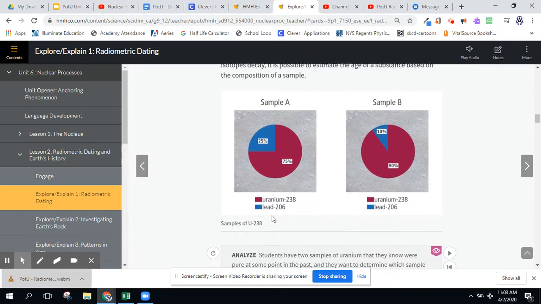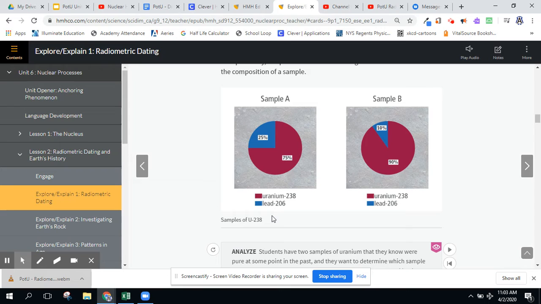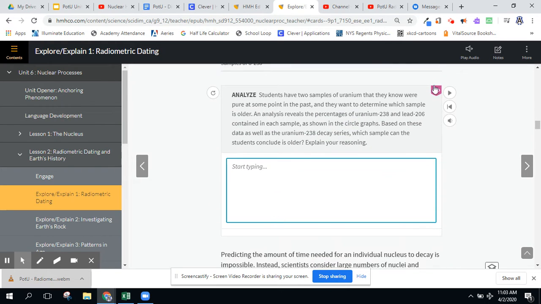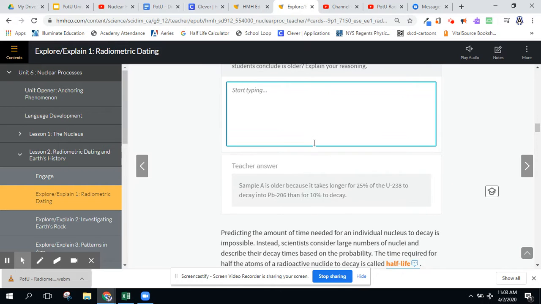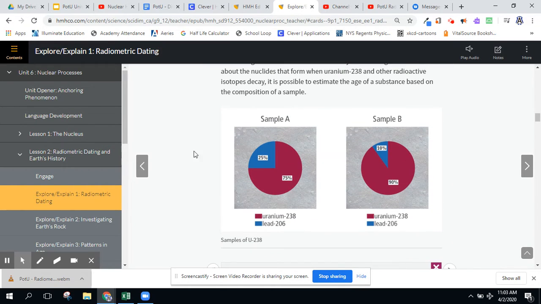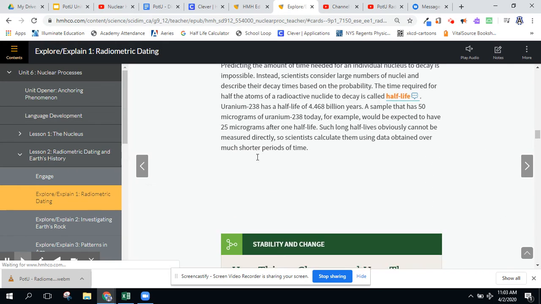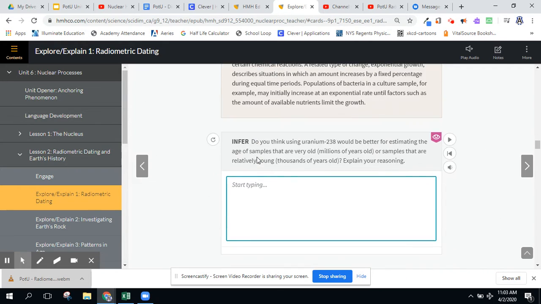And if we think about that process of going from uranium to lead, the more lead that we have in a sample, the older that is, because it's had a longer time to have that decay process happen. So this chart is showing you that we'd expect sample A to be older because it has a higher proportion of lead to uranium.